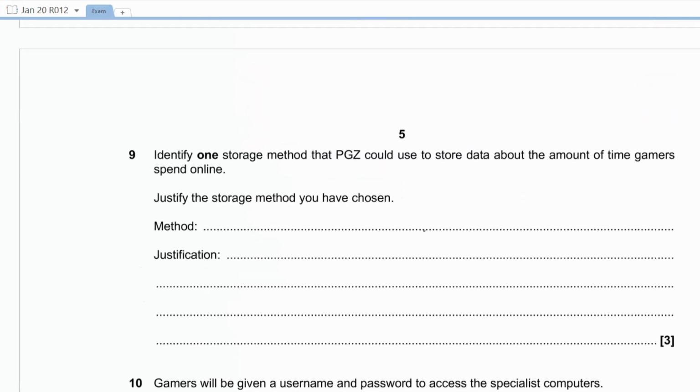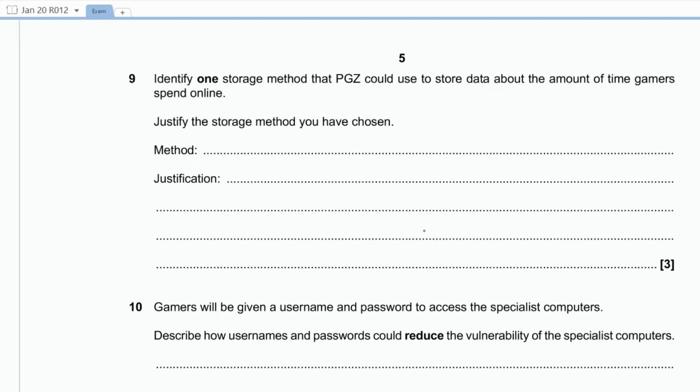Right, moving on to question 9, we must identify one storage method that PGZ could use to store data about the amount of time gamers spend online, and we must justify the method you've chosen, so saying why we chose that one and not another one. So here we have really two categories to choose from. We've got the cloud and also we've got physical storage devices. So you could mention the cloud or physical storage. I think let's be a little bit more specific.